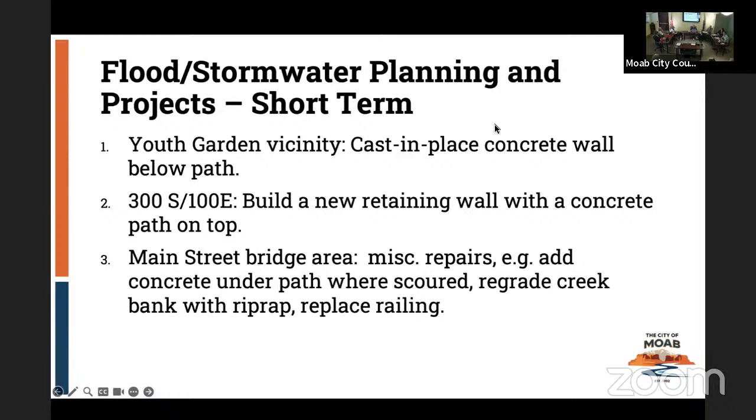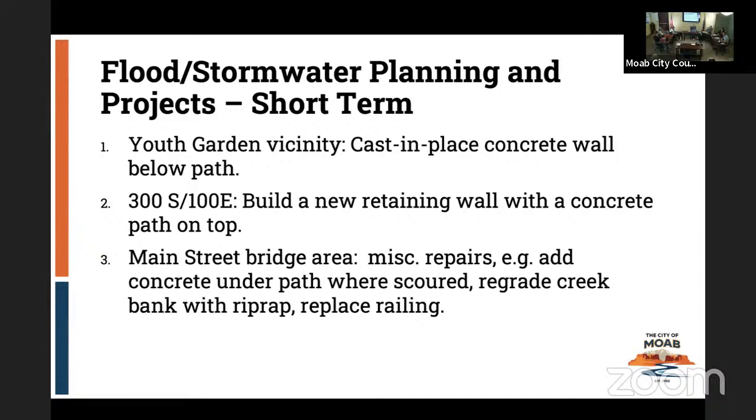So there are a number of projects that have been in the works, especially since the 2021 and 2022 floods, right? And they are as listed here. Some of these are area specific, specific to a specific place, but some of them are grouped into a larger project that we're doing in multiple locations.